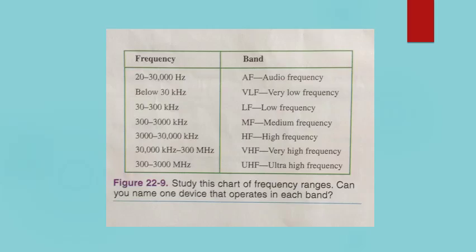The waves are also grouped according to frequency. Figure 22-9. Note the location of some services. AM broadcast stations use the MF range, that is medium frequency. The television uses the VHF and UHF ranges. A stereo receiver operates in the audio frequency range. Electricity for the home is 60 Hz. It operates at the audio frequency.